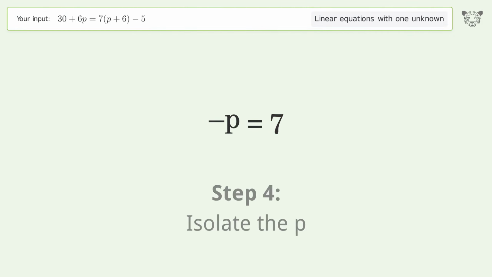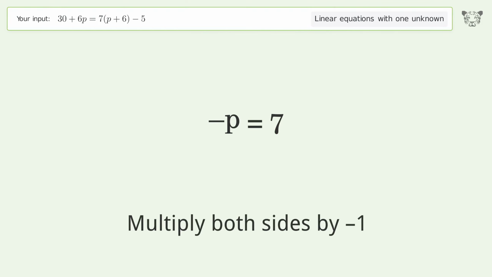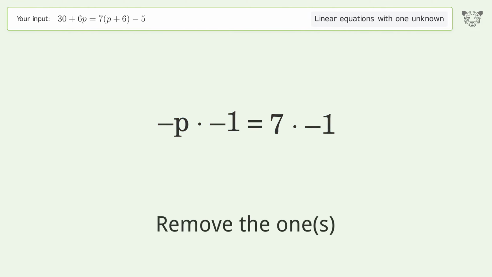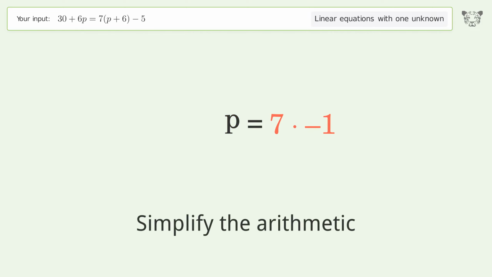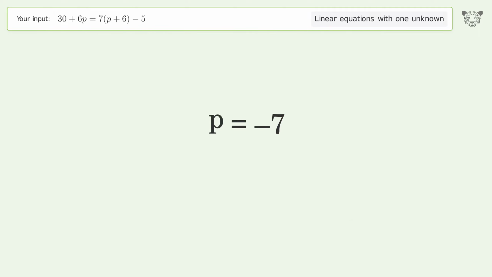Isolate the p. Multiply both sides by -1. Remove the ones. Simplify the arithmetic. And so the final result is p equals -7.